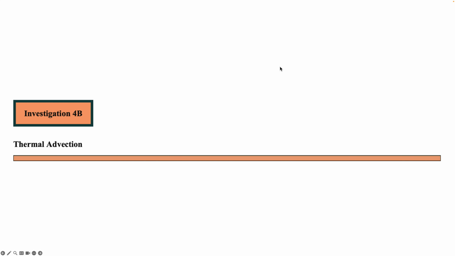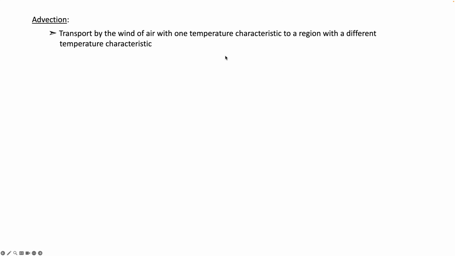Now, thermal advection is kind of a fancy term for just describing how the wind moves air that has one temperature characteristic to a location that has a different temperature characteristic. So we'll actually deal with thermal advection on a daily basis. It actually sounds tougher than it is.